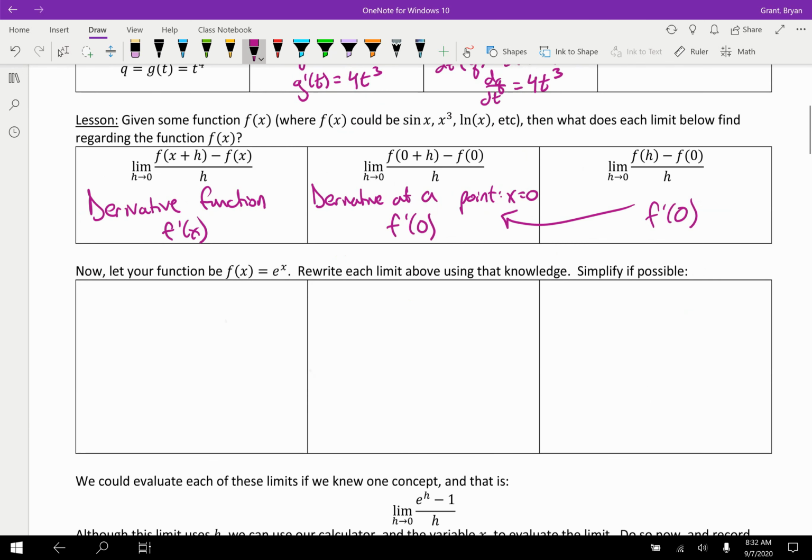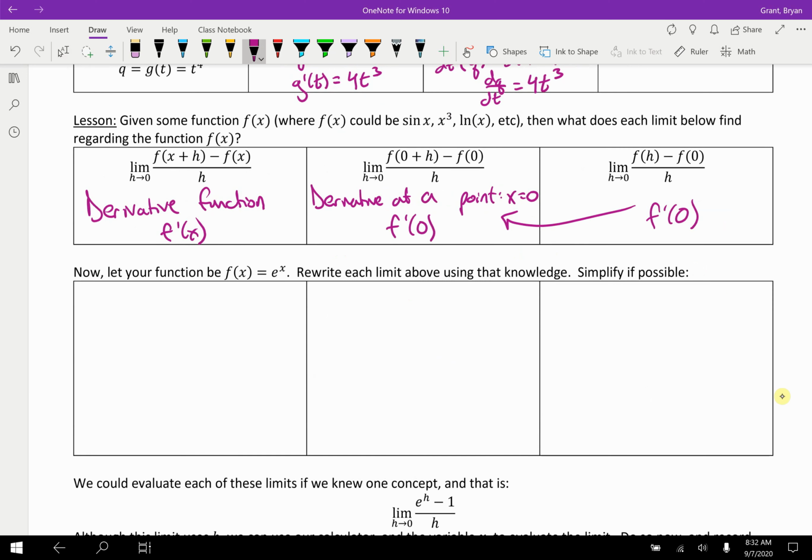All right. Well, why did we do that? Well, now we're actually going to do this exact same thing up above, but with a function e to the x. And we're going to practice using that limit notation.